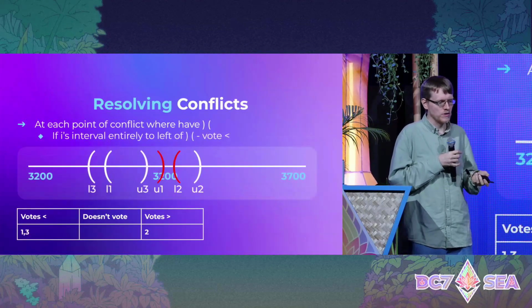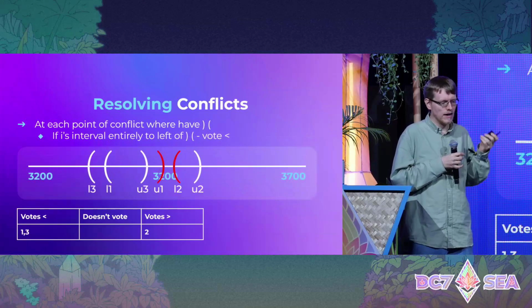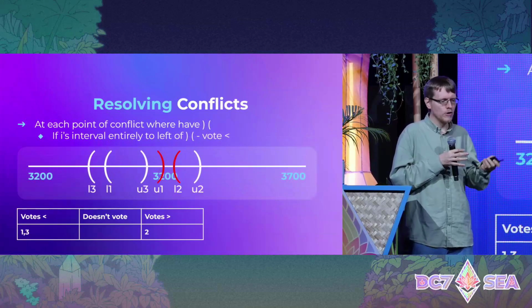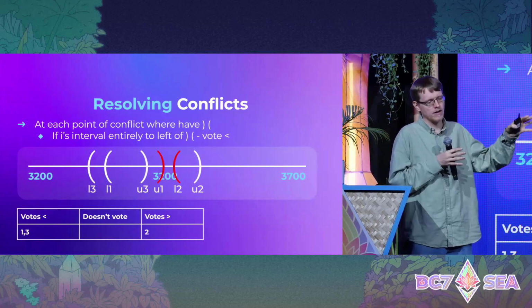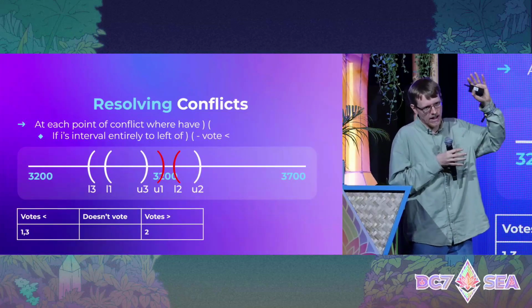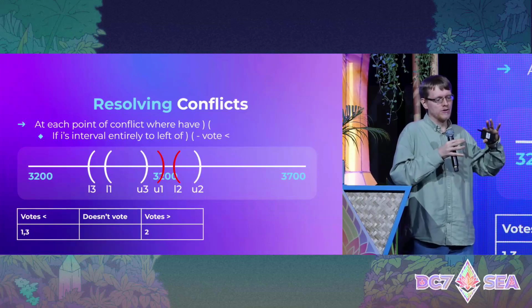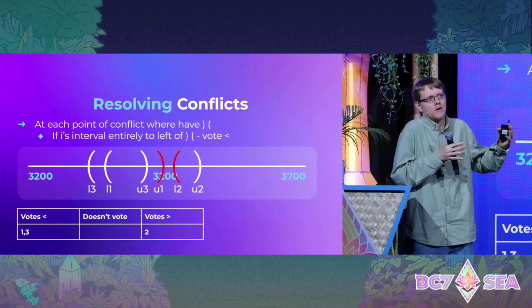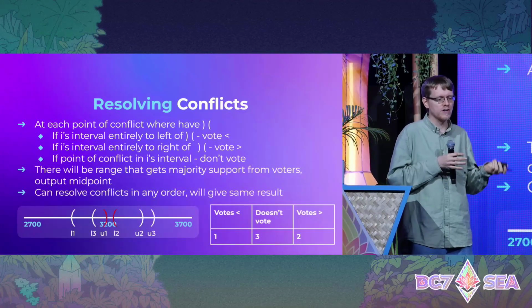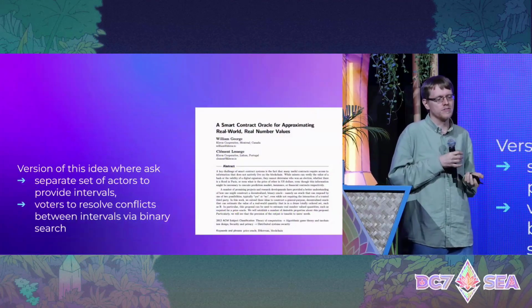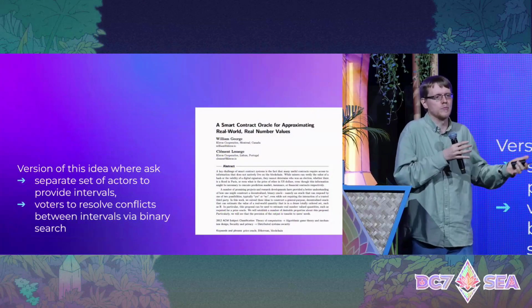I will quickly go through this because I don't have tons of time. You can think of it like this: if my upper bound is less than the point of conflict, I vote less. If my lower bound is higher than the point of conflict, I vote higher. And if my interval just contains the point of conflict, well, then I didn't vote at all. I gave you less precise information. Everybody can vote like this. You can resolve the points of conflict, and you can come up with a collective answer. So this is an aggregation mechanism that isn't just taking the median.